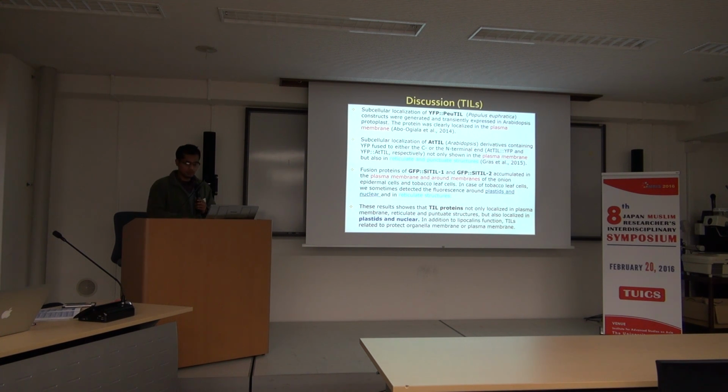And our data show that we do not follow either of these groups. In our data, our protein is also localized in the plastid and nucleus. So this result shows that the TIL protein is localized not only in the plasma membrane, but also in reticulate punctate structures, and also in the plastid and nucleus. What does that mean? That means this lipocalin functions to protect organelle membranes, including the plasma membrane.